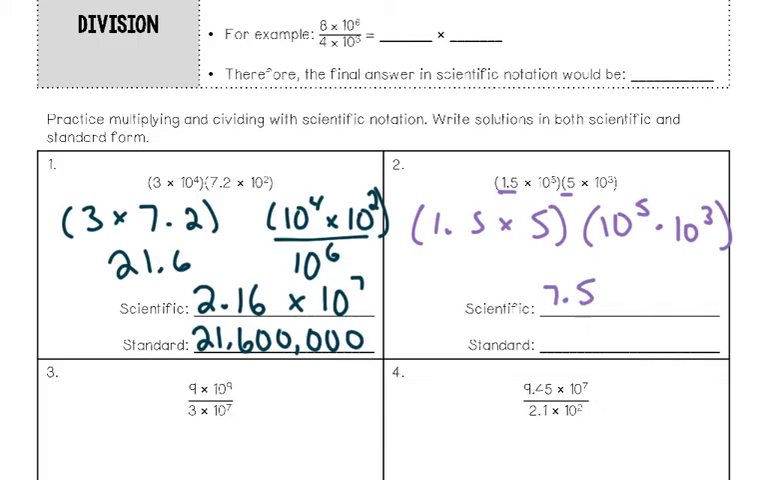The next thing that I can do is look at these base 10 values. Know that this is 5 tens being multiplied with 3 other 10s. So altogether, there are 8 tens being multiplied. So your final answer is 7.5 times 10 to the 8th power.